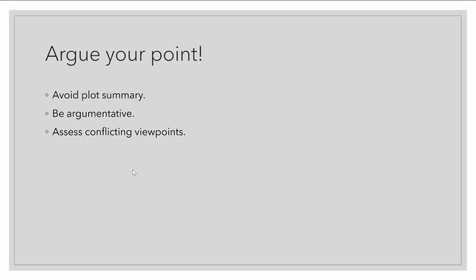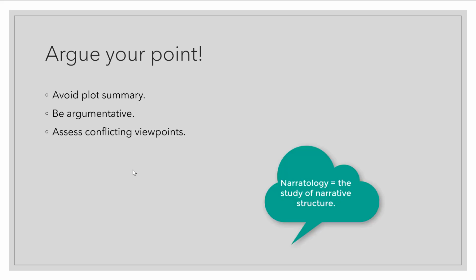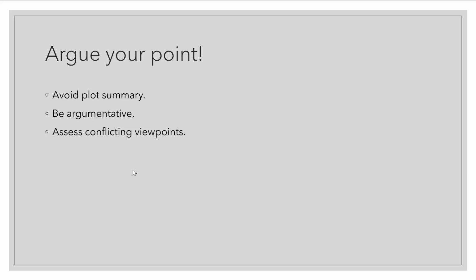You should assume that your reader knows the story, so you don't need to summarize the plot, but you can draw the plot into your argument. For example, if you need to give some context in terms of what's happening around the passage that you're talking about. And sometimes you may also turn the plot into an argument. That's especially the case if you're doing something like narratology, which is the study of plot structure itself, in order to make a point about the story. Again, assess conflicting viewpoints, be argumentative, make sure that in each case you're saying something that's more than just a summary of the story.